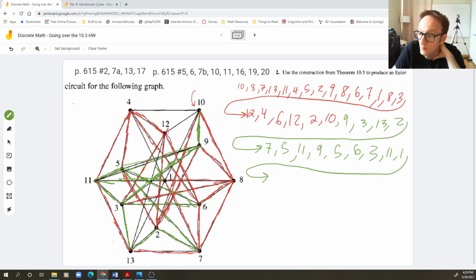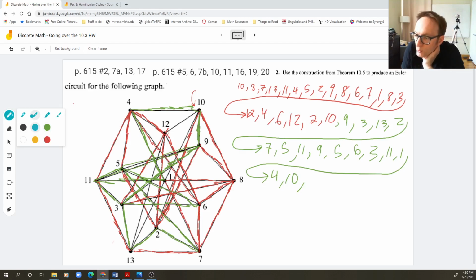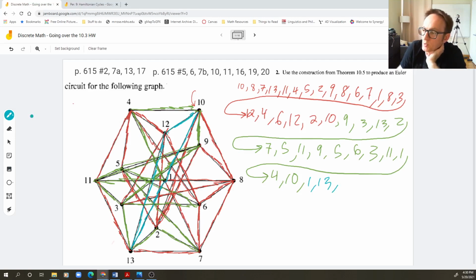Now what? Well, now I'm going to go to 4, and finally back to 10 again. So from 1 to 4 back to 10. I'm still not stuck at 10, but okay, let's switch colors to blue. Now what am I going to do? I'm going to go from 10 to 1, from 1 to 13, from 13 to 12. And hey, what do you know? Back to 10. Okay, I probably messed up somewhere in my writing, but anyway, you get the big idea.